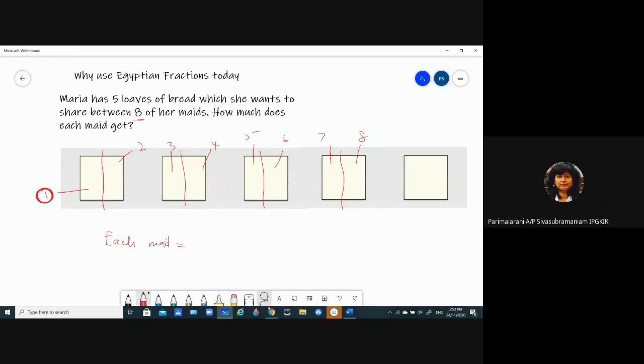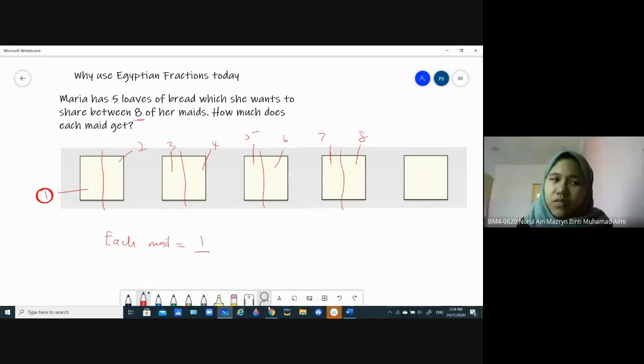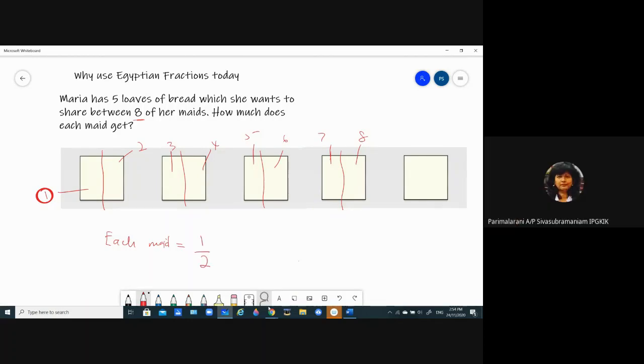1/2. Okay, correct, 1 over 2. So far, each one has got half of a loaf of bread. Now you have one more loaf and you have 8 mates. So they divide this into 8 parts. And so one part is, what's the fraction for one part? 1 over 8. So therefore, each mate gets 1/2 plus 1/8.